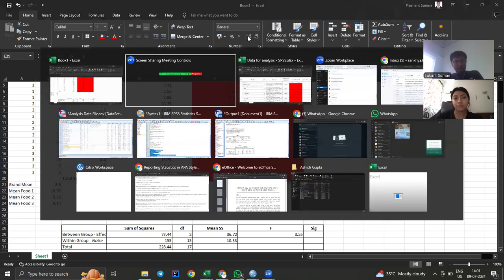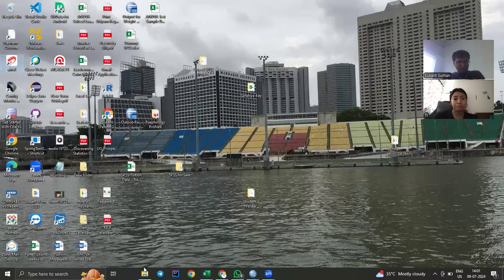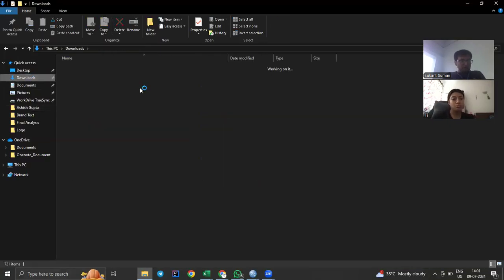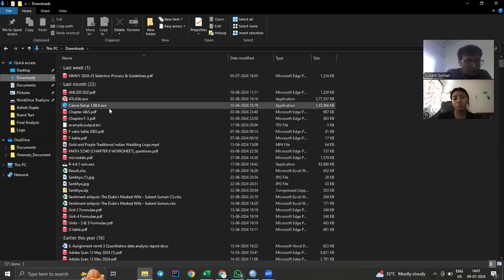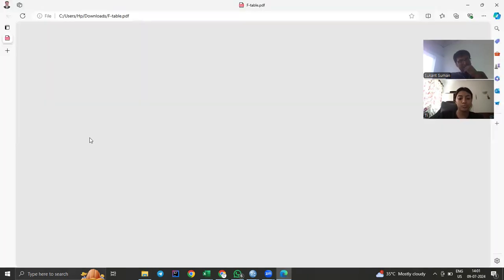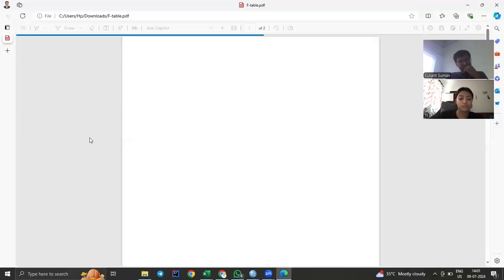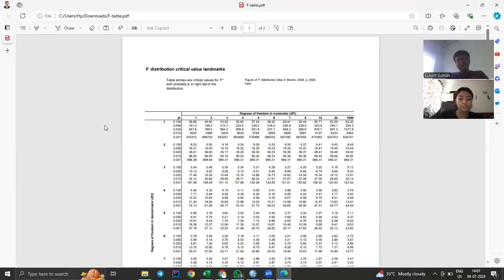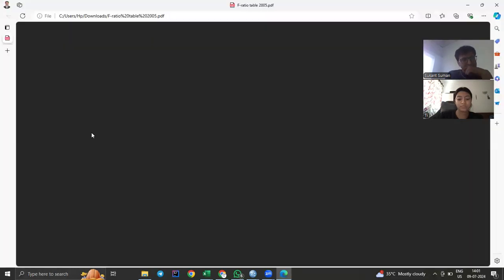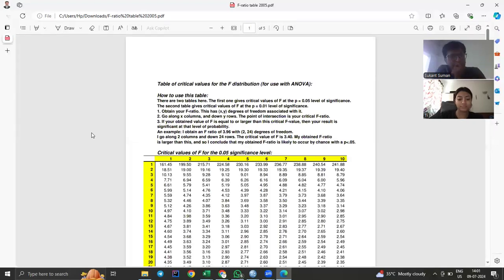Okay. So let me see if I have the F table downloaded. Otherwise, I can always find it out. Downloads. Yeah, lucky we. Now, okay. This one is not so nice because it will complicate things a little more. It's a little complicated to see on the screen. Let me try this one. Is this visible?